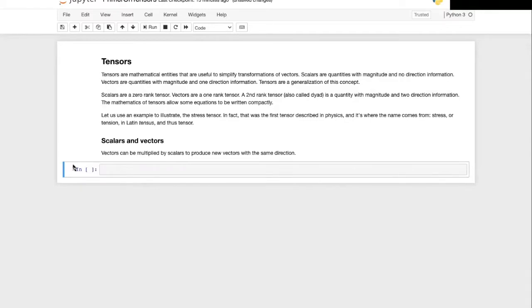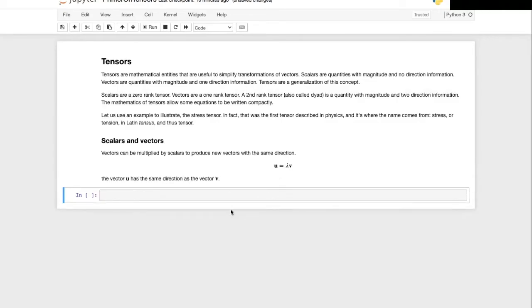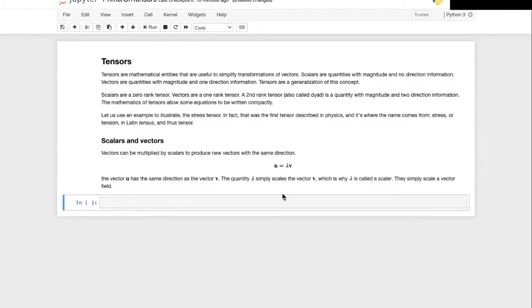Vectors can be multiplied by scalars to produce new vectors with the same direction. For instance, u is equal to lambda v. The vector u has the same direction as the vector v. The quantity lambda simply scales the vector v, which is actually why they're called scalars. They simply scale a vector field.